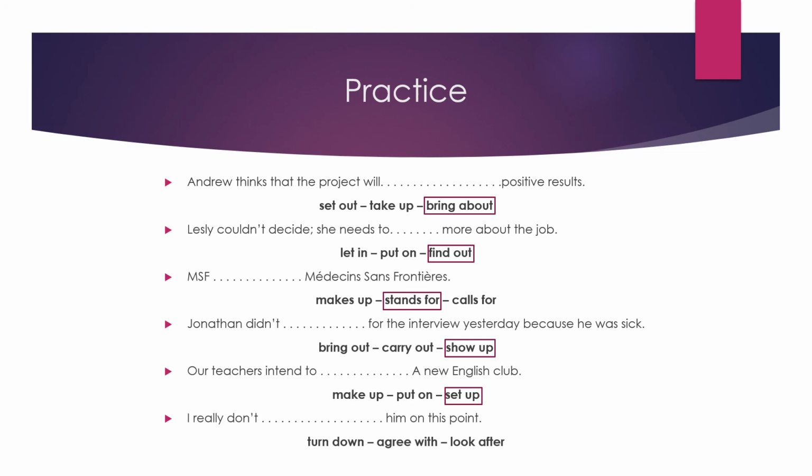The last example, I really don't ___ him on this point. هنا المفهوم هو أن ما كنتفقش معاه في هذه النقطة. Okay. So we're going to use agree with. I really don't agree with him on this point. Okay, so agree with him or agree with is the phrasal verb that we are using in this sentence.